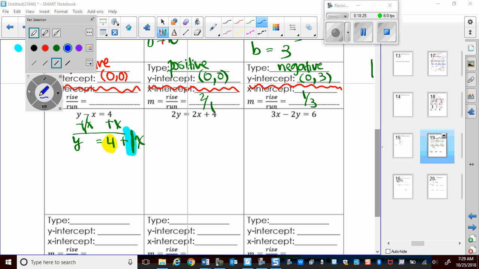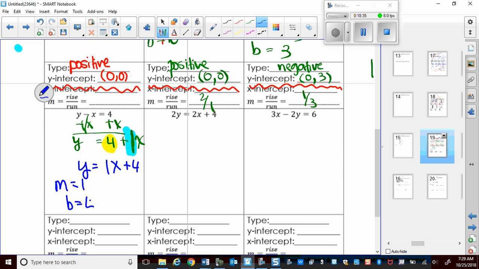So here I have, rewriting, y equals 1x plus 4. Slope m equals 1. Y-intercept equals 4. So writing this out, I have a positive slope. And I want to make it a fraction, so I would make that 1 over 1. Y-intercept is (0, 4). We said we're going to dispense with x-intercepts for this lesson. And the rise over the run is 1 over 1.